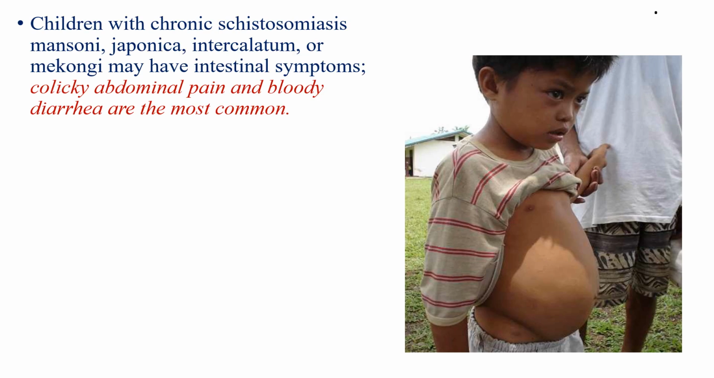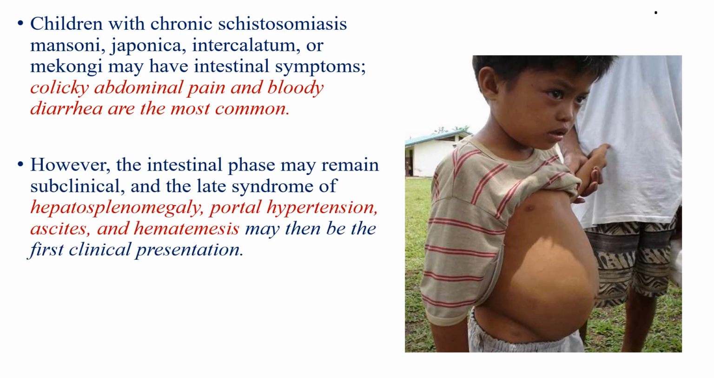Children with chronic intestinal schistosomiasis, which is caused by mansoni, japonicum, or intercalatum, can present with colicky abdominal pain, bloody diarrhea, and the like. Colicky abdominal pain and bloody diarrhea are the most common symptoms. However, the intestinal phase may remain subclinical, and the late syndrome of hepatosplenomegaly, portal hypertension, ascites, and hematemesis might be the final clinical presentation.